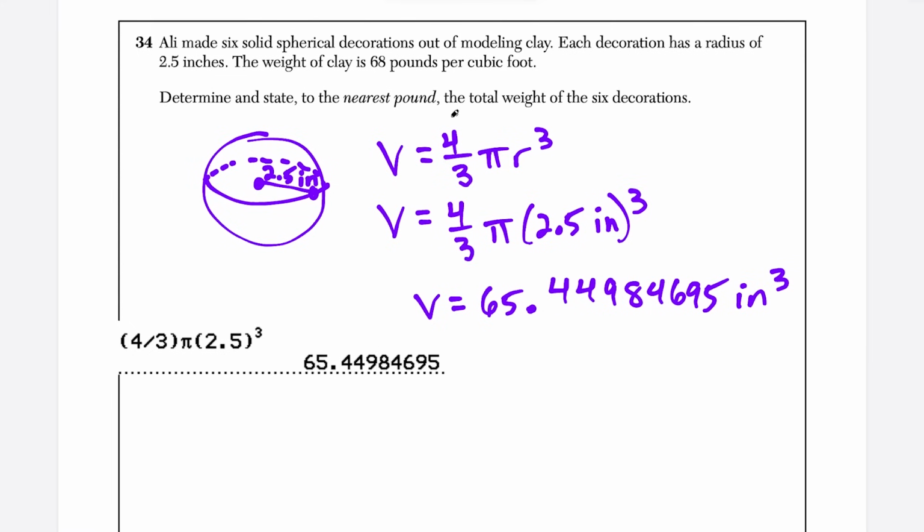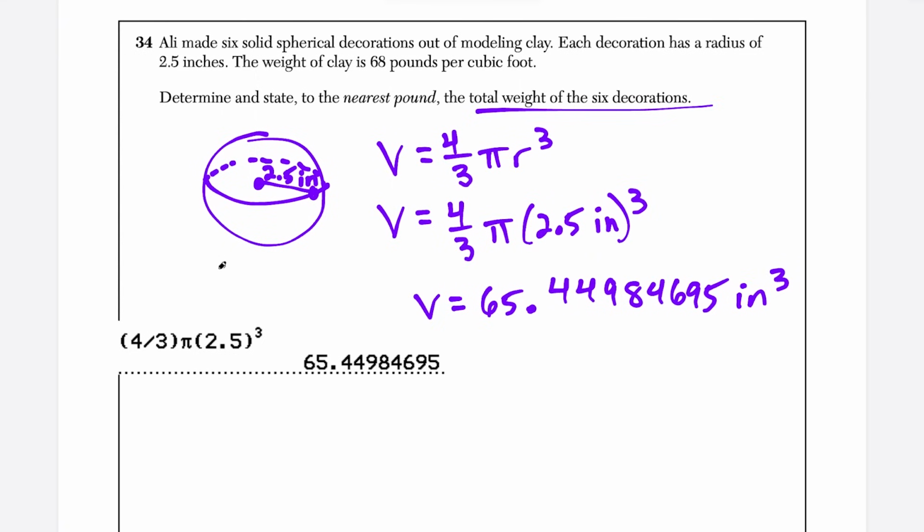And what we have to do is find the total weight of 6 decorations. So we're going to have 6 of these, so at some point we're going to have to multiply by 6. But one thing I want to pay attention to is that the weight of the clay is in terms of pounds per cubic foot.